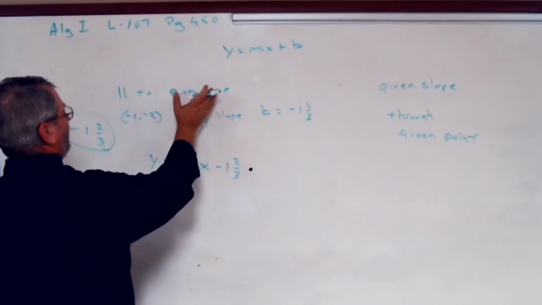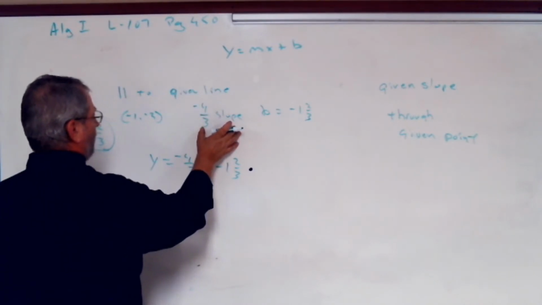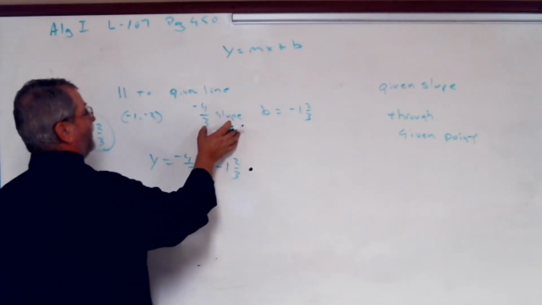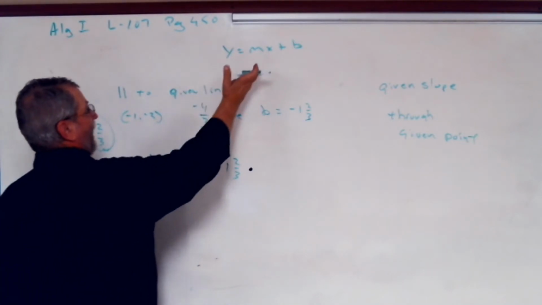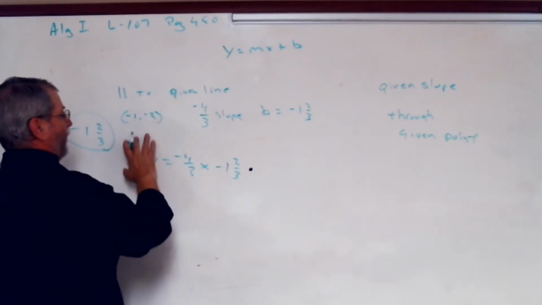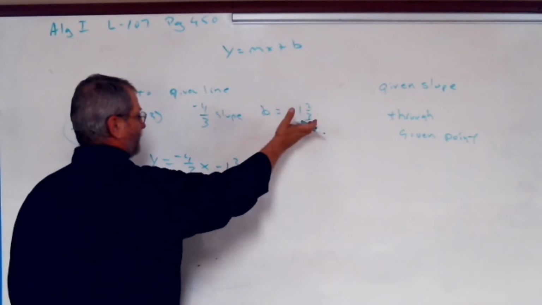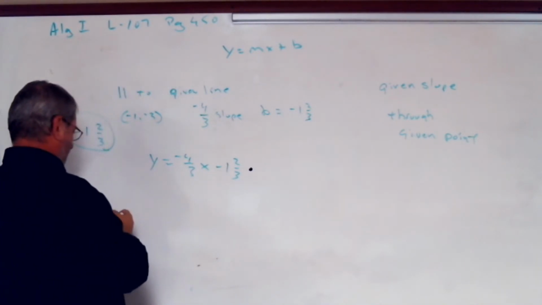So it's parallel to a given line through a given point. First of all, with the given line, find the slope. Here's the slope. Once you have the slope, you put it in here. You put x and y in here, the given point. You find b. Here's b. Here's the equation of the line. All right?